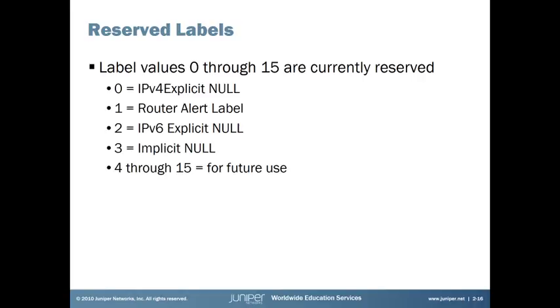We will actually use 0s and we'll use 3s in our paths to perform particular functions, because they actually instruct the receiving router to perform particular operations when they see those label values.